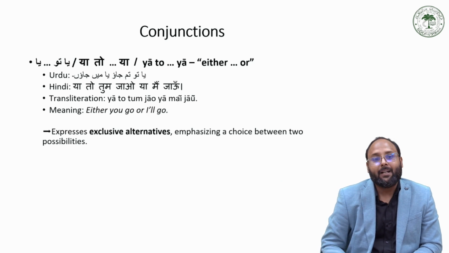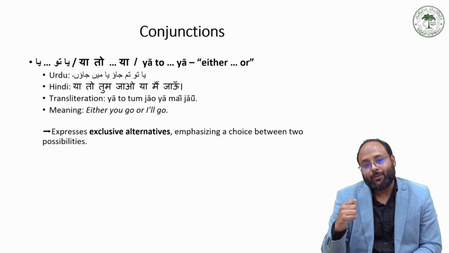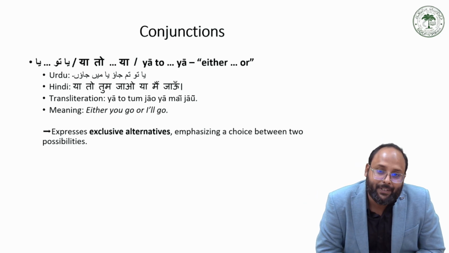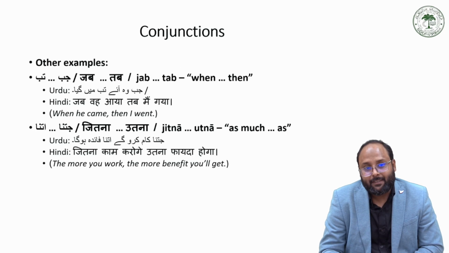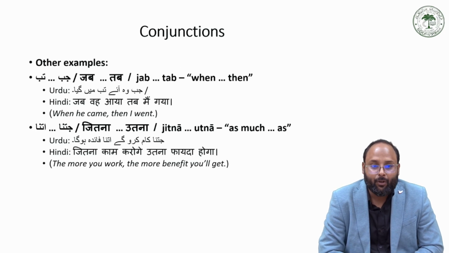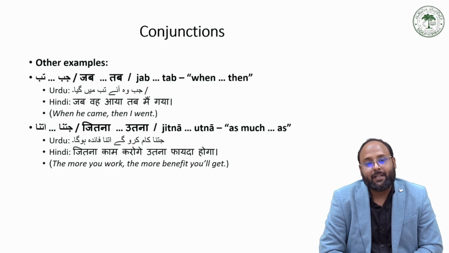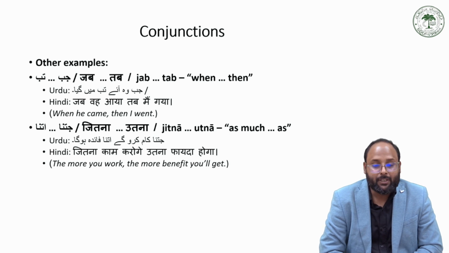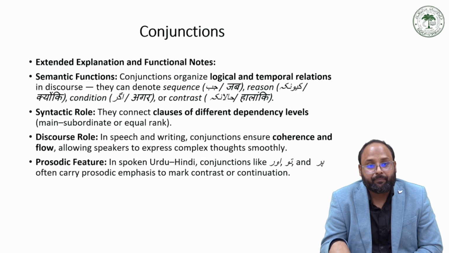Either or, that is या तो या तो तुम जाओ या मैं जाऊं. So it explains the meaning of exclusive alternatives, emphasizing a choice between two possibilities. So it is also a correlative conjunction. Other examples like जब और तब. जब तब, like जब वो आया तब मैं गया. जितना काम करोगे उतना फायदा होगा. जितना उतना. So these are also correlative conjunctions.